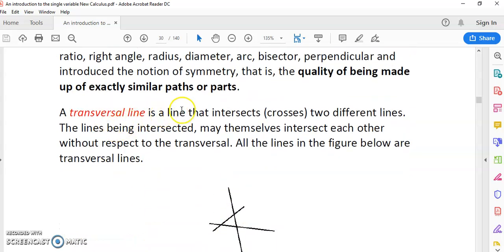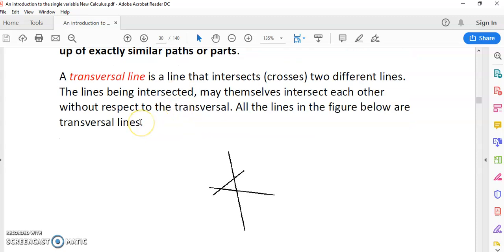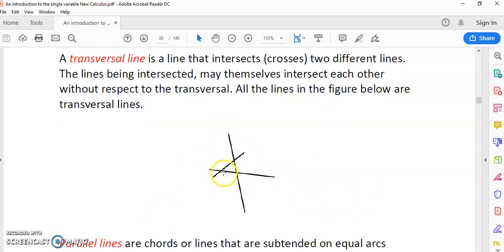and we can move on to the next section, or the next property that we need, which is a transversal line. Okay, and it's basically just a line that intersects 2 other lines, as you see in this diagram here.